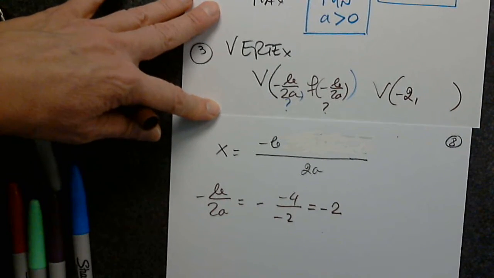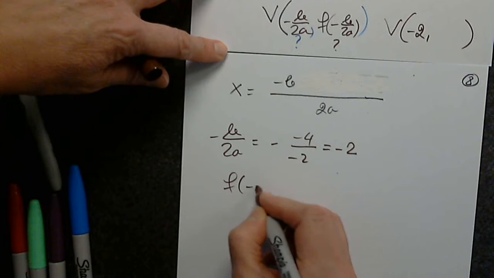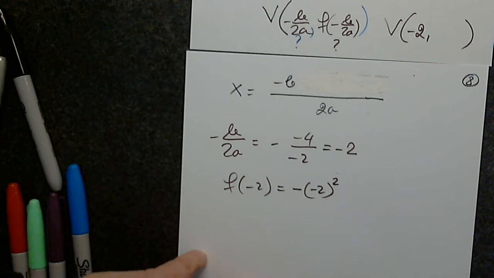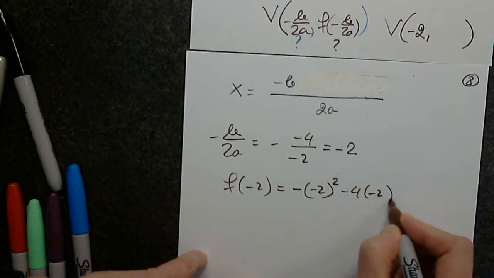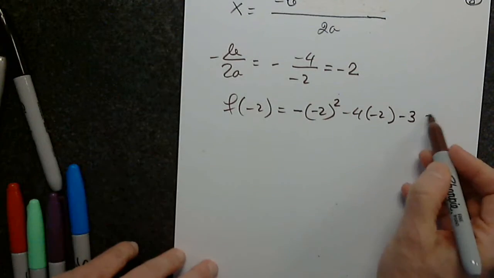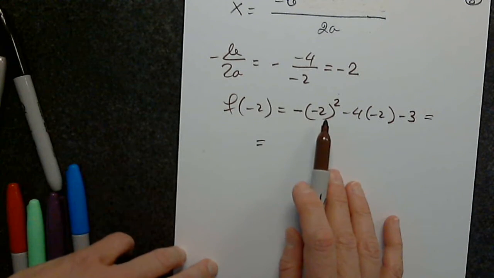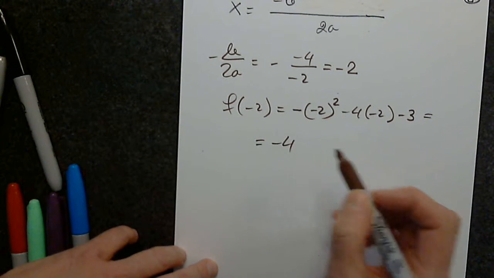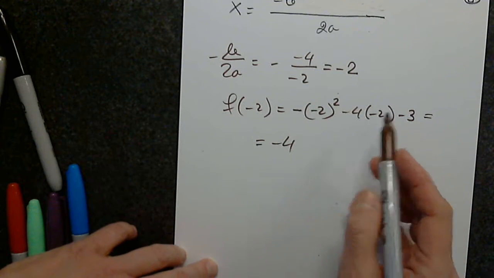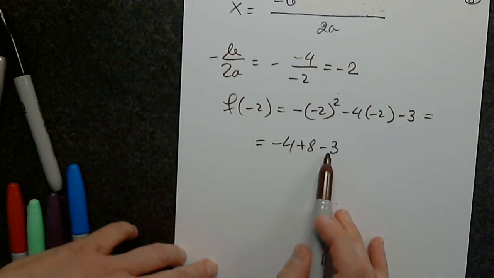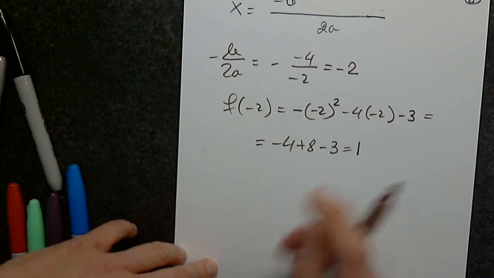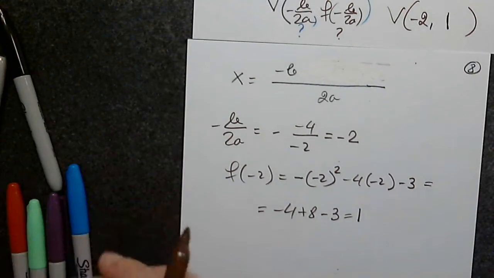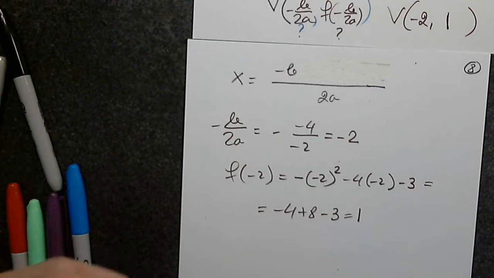Again, how do I find the y coordinate? Excellent. So I have a negative outside. Be very careful. Put enough parentheses when you need them. -4 times -2 and -3. We have to square first. -2 squared is 4, with minus in front, minus 1. Very good. -4 times -2 is plus 8, and -3. This is -7 plus 8 is 1. Perfect. So we found the coordinates of the vertex.